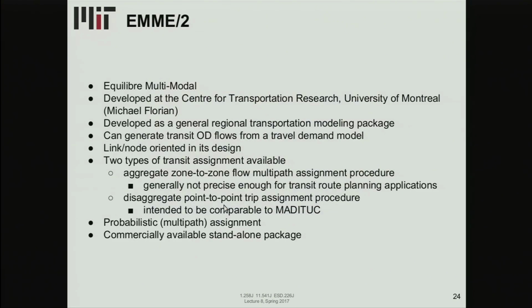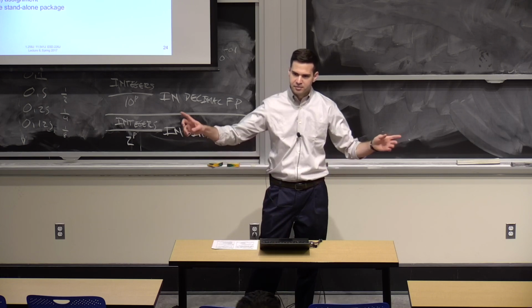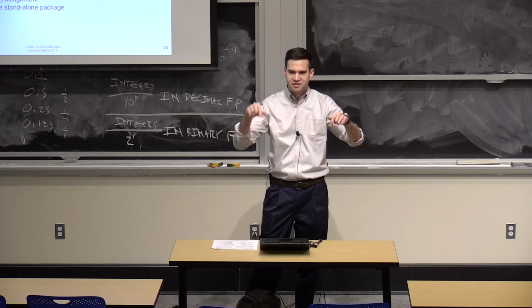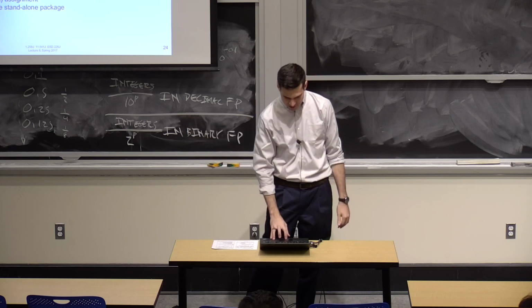ME2. So this is a multimodal equilibrium. It was also developed in Montreal. It's a little more sophisticated. It was developed as a general regional transportation modeling package. It can generate transit OD flows from a travel demand model, which the other package needed as an input, right? It has a link node oriented approach instead of a line level approach. So you can have bus stops and it has more detail geospatially.